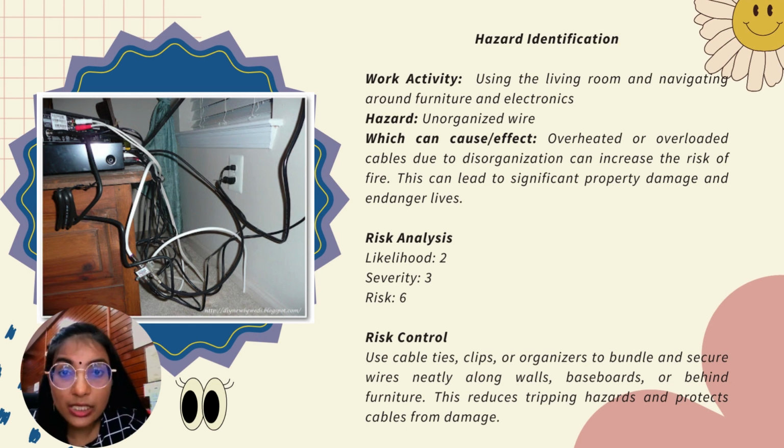Okay, next the activity will be using the living room for navigating around furniture and electronics. The hazard will be unorganized wires, which can cause overheated and overloaded cables; disorganization can increase the risk of fire. This can lead to significant property damage and endanger lives. Risk analysis: likelihood will be 2, severity will be 3, the total risk will be 6. Risk control: use cable ties, clips, or organizers to bundle and secure wires neatly along walls, baseboards, or behind furniture. This reduces tripping hazards and protects cables from damage.